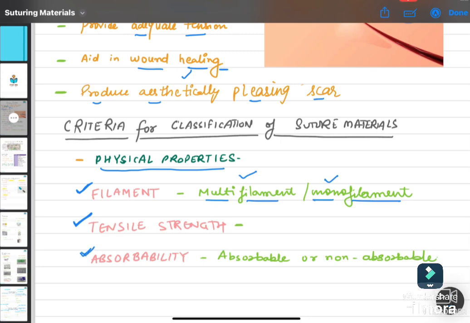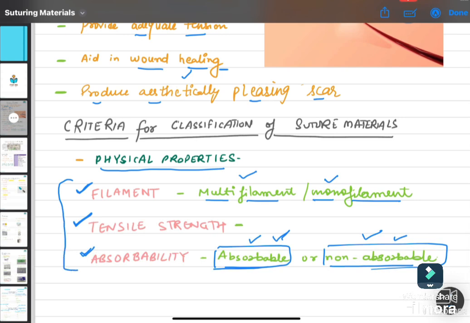Absorbability. It is the third point. Suture can be absorbable or non-absorbable. After placing the suture, either the suture will be absorbed in some time or it will remain as it is in the body. So based on these, suture could be absorbable or non-absorbable. So we have these three things. For every suture material we are going to study onwards, we will be studying them on these points: whether the suture will be either monofilament or multifilament, tensile strength, absorbable or non-absorbable.